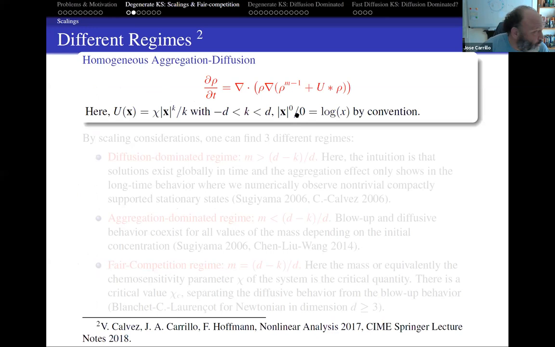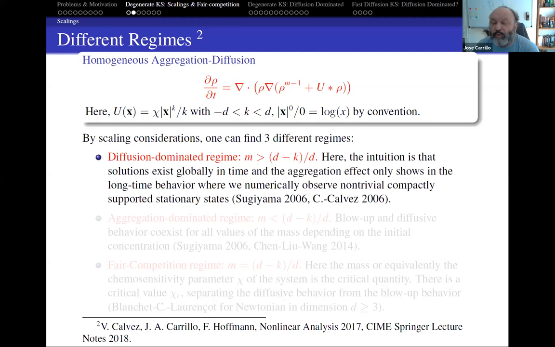Okay, so just based on the scaling properties of the free energy, since now both terms are homogeneous with different homogeneities, you can easily find by doing scaling arguments, keeping the total mass of the density, different regimes. One of the regimes that is interesting to us is the case in which the diffusion dominates over the aggregation, in the sense that from the point of view of the energy, if you take a given density profile and you scale the profile in such a way that you concentrate it, then you make the energy increase in the case of the diffusion dominated regime.